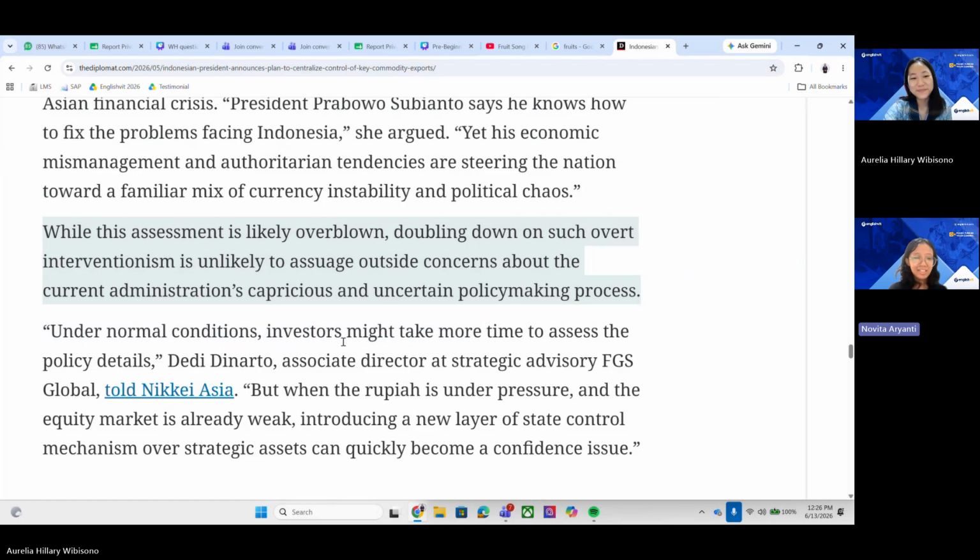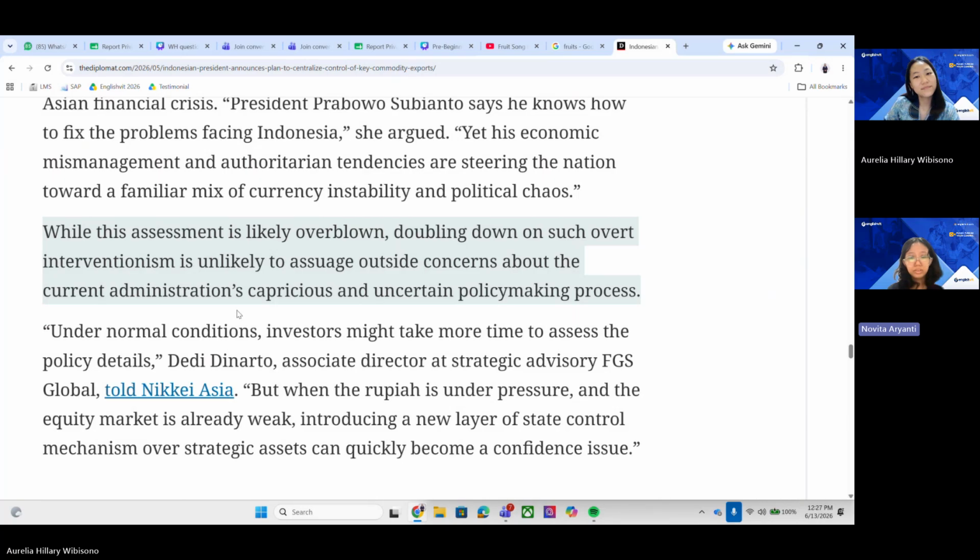While this assessment is likely overblown, doubling down on such overt interventionism is unlikely to assuage. What does assuage mean? Assuage means to reduce. Unlikely to reduce. To assuage. Okay, I get it now.